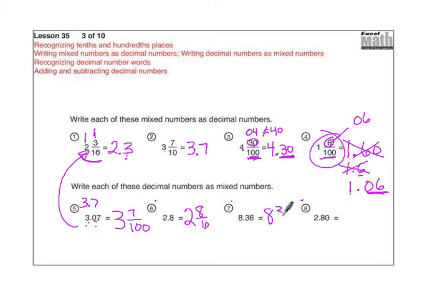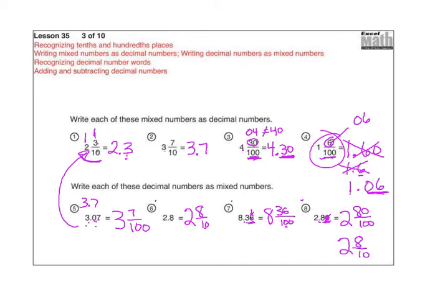8 36/100. 36, that's in the hundredths place right there. I need 2 zeros to go with my 2 digits, 36/100. And the last one, 2 80/100. Again, it couldn't be 80/10. It's 80/100. Another way of writing that is 8/10, not 80/10, because that 0 is pretty meaningless there.